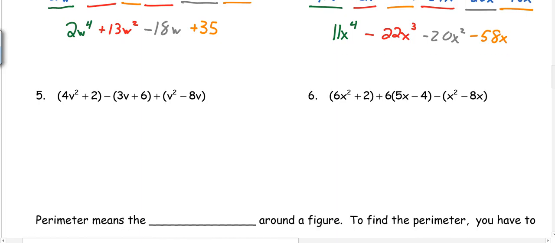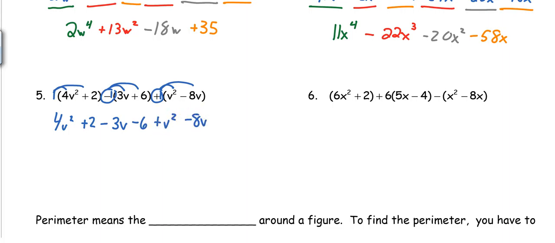Number 5. When I look at this in the first set of parentheses, I'm distributing a positive 1. In the second set of parentheses, I'm distributing a negative 1. And in the third set of parentheses, I'm distributing a positive 1. So I get 4v squared plus 2 minus 3v minus 6 plus v squared minus 8v.